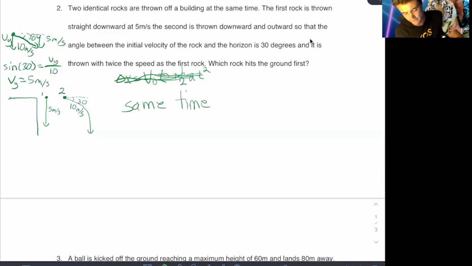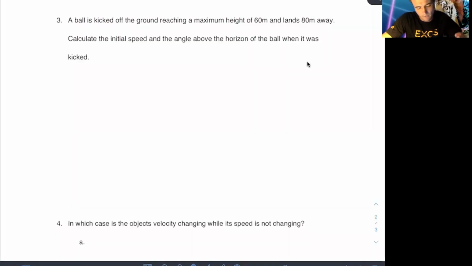So it's all about just dissecting it into the x and y variables, and that will give you your answers. All right, number 3. A ball is kicked off the ground, reaching a maximum height of 60 meters, lands 80 meters away. Calculate the initial speed and the angle above the horizon of the ball when it was kicked.